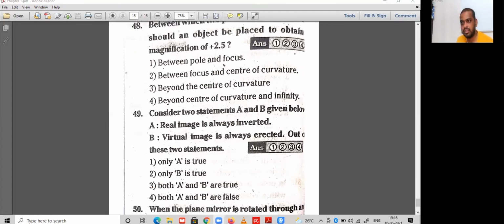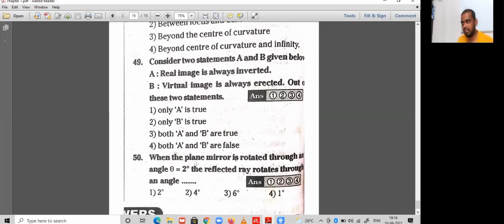And coming to the 58th question, the last question. When the plane mirror is rotated through an angle theta equal to 2 degrees, then the reflected ray rotates through an angle of, look here. See, when we rotate the plane mirror by theta, then the reflected ray, RR stands for reflected ray, will rotate by 2 theta angle. So 2 into 2 degrees, the answer is 4 degrees. Option 2 is the correct option.